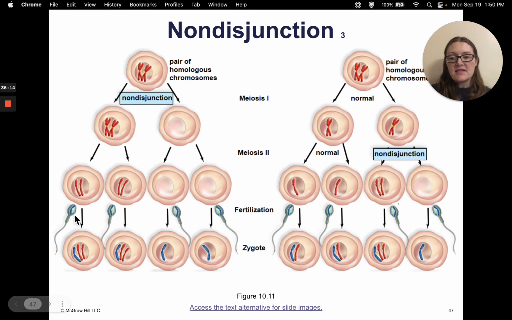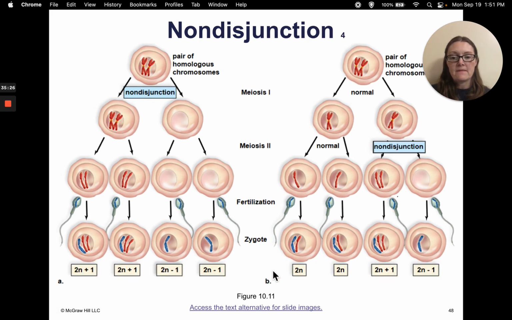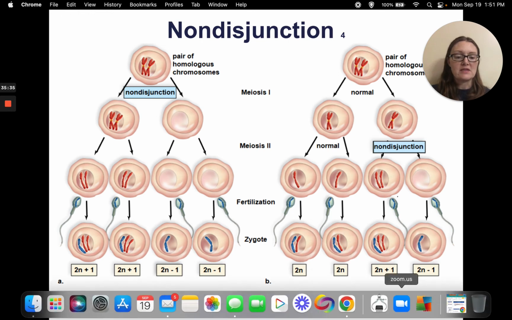So in this case, we end up with some sperm that don't have everything they need, and in this case, we end up with some eggs. This one's got too much, this one's got too little, these two have too much, and these two have too little. So we're missing information here, and we have too much information here, and these are the only ones that had the correct amount.